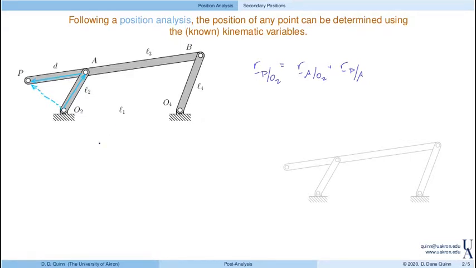So now if I look at this linkage again, this is not the loop closure equation. Instead, the loop closure equation is the 4-bar linkage that's embedded within. So here we might identify the loop closure equation as the vector from, again, O2 to A, and then A to B equals the position of O3 with respect to O2, and then B with respect to O3.